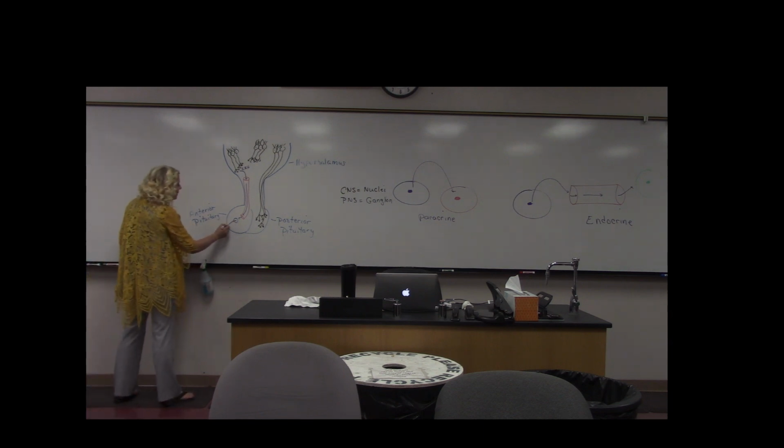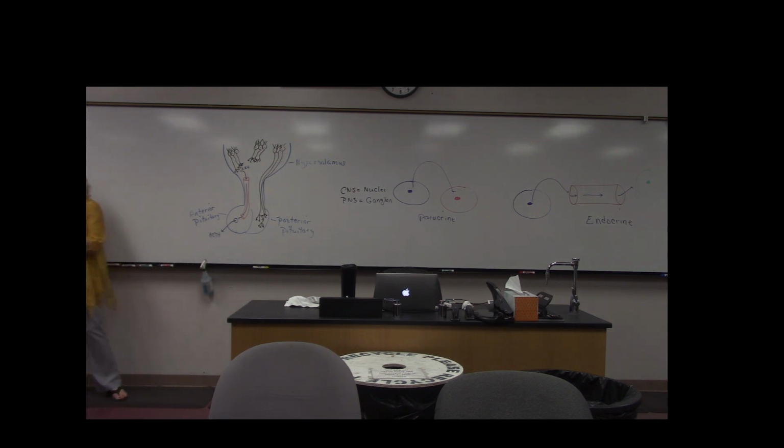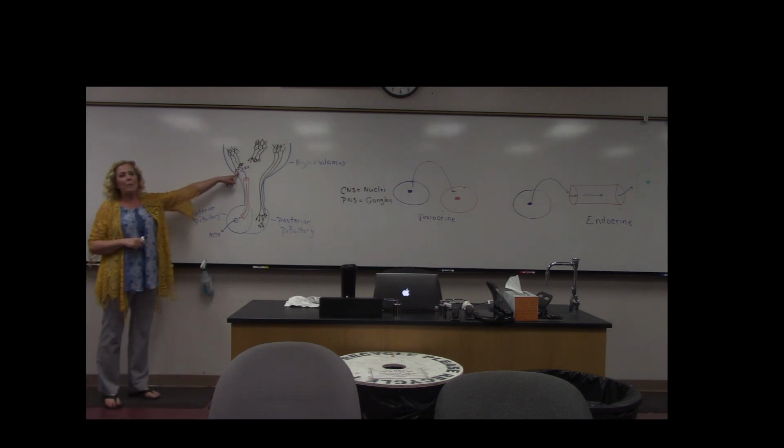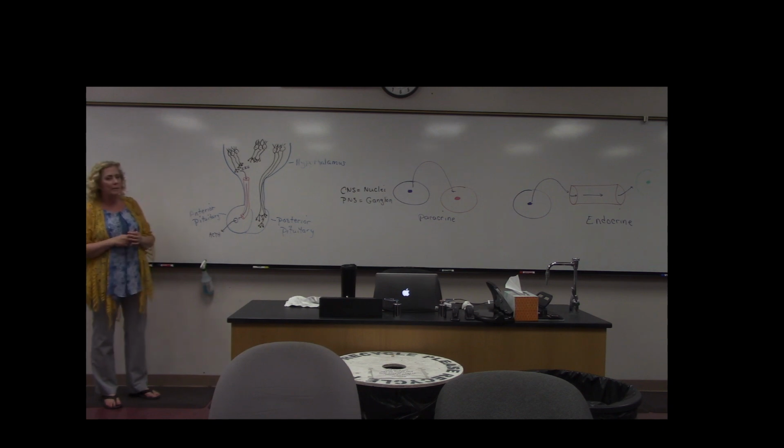Which hormone? ACTH. Which then, of course, we know gets into the bloodstream and goes where? Adrenal cortex. Exactly. And then we get cortisol secretion. So these hormones with the shorter axons are secreting into the anterior pituitary, getting the anterior pituitary to respond, and then this hormone goes into the bloodstream and you get a response someplace else.